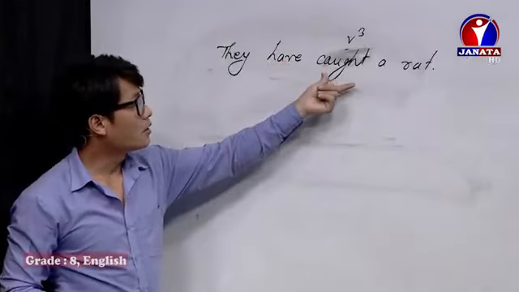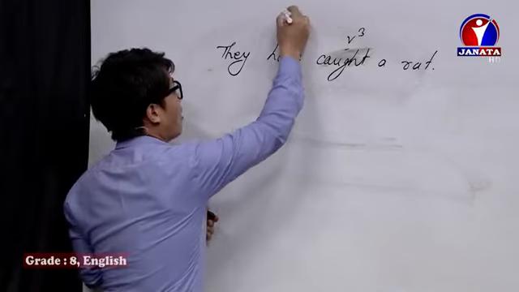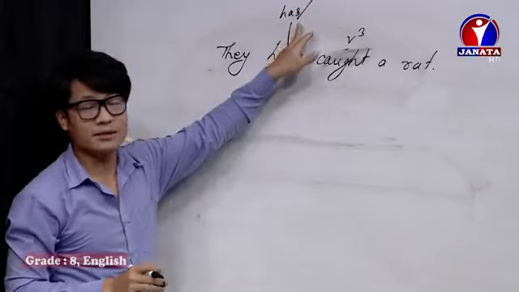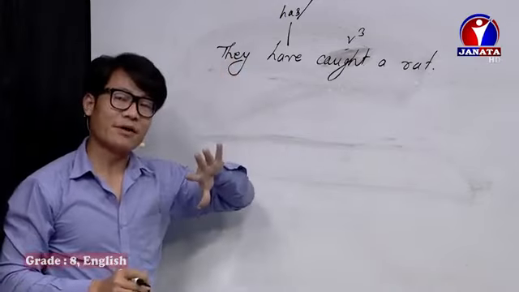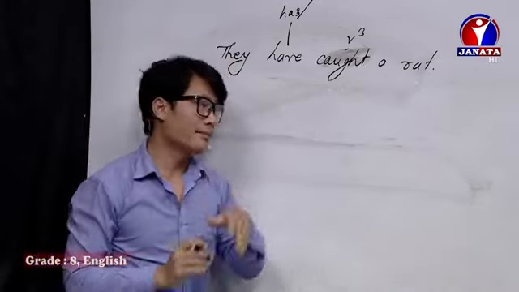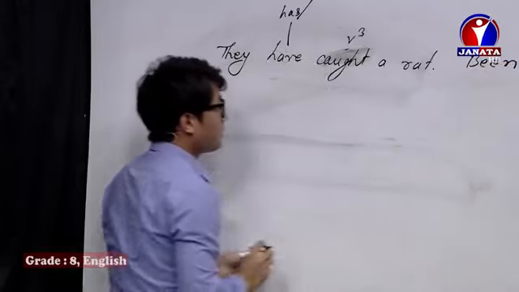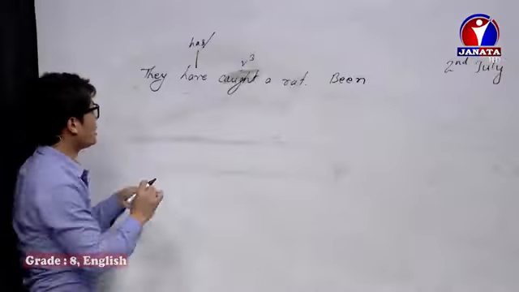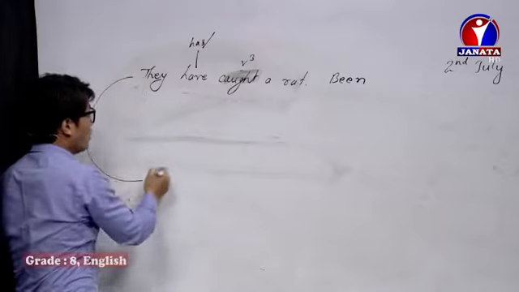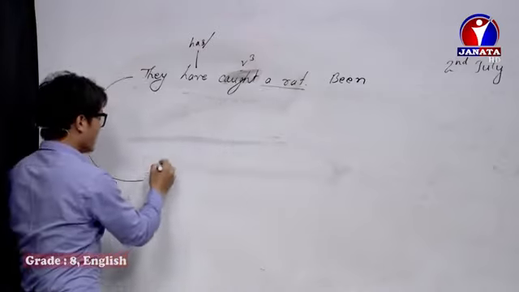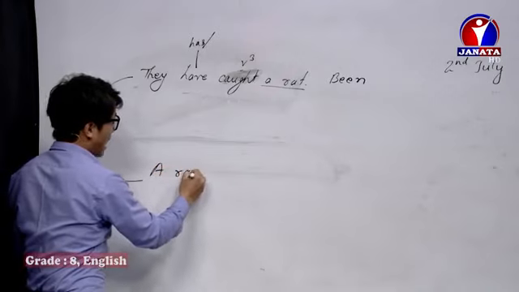Have caught. When there is have, then obviously there is a hidden has, and this is present perfect. What is the present perfect be verb? The present perfect be verb is been. Okay. Now let's change this sentence into passive voice. So what is the object here? A rat is the object. So write here a rat.